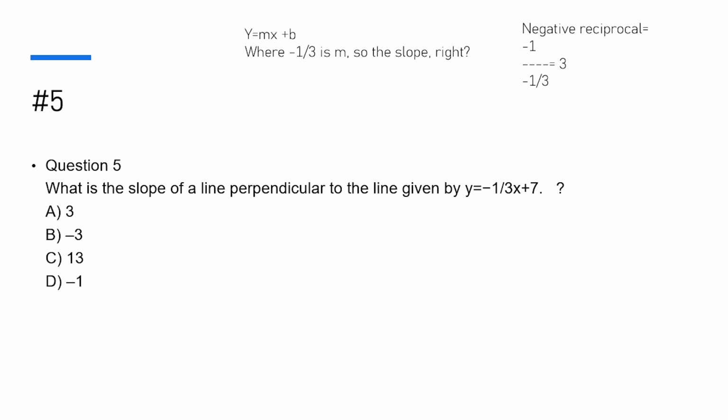Alright. What is the slope of a line perpendicular to the line given by y equals negative 1 over 3x plus 7? Since this is perpendicular, we also have to find the reciprocal. By looking at the equation, we can say negative 1 over 3 is the slope. But since this is perpendicular, we have to find the negative reciprocal. So it's going to be 3, which you can also get using decimals.